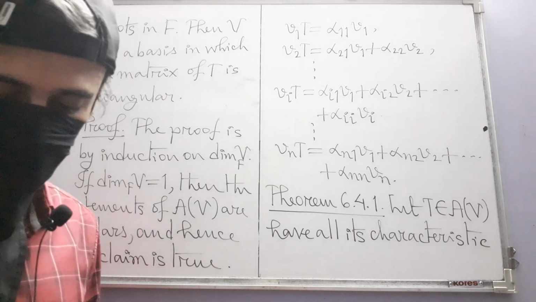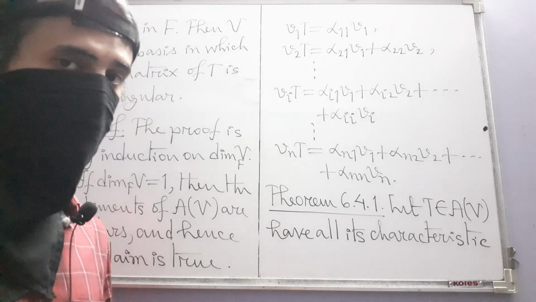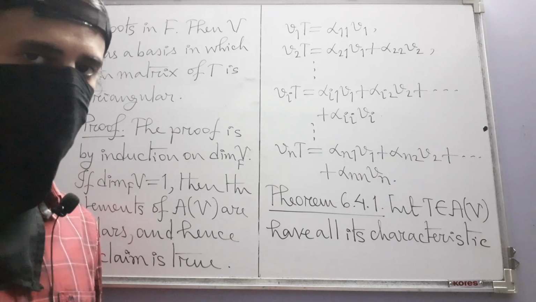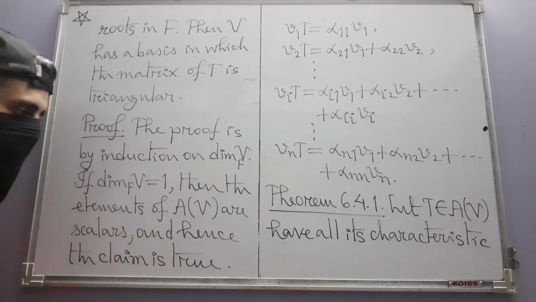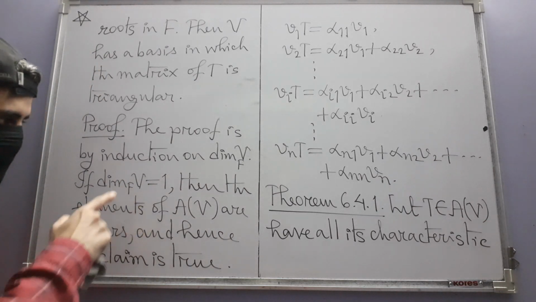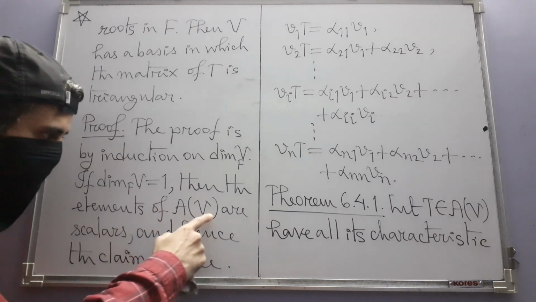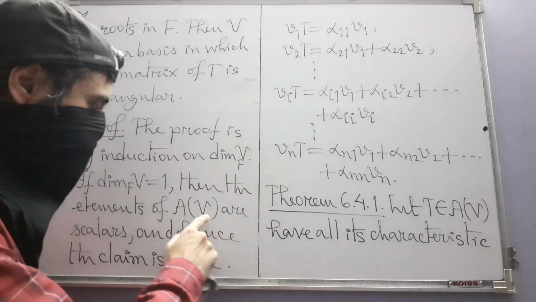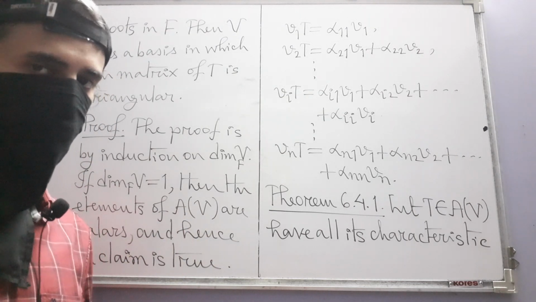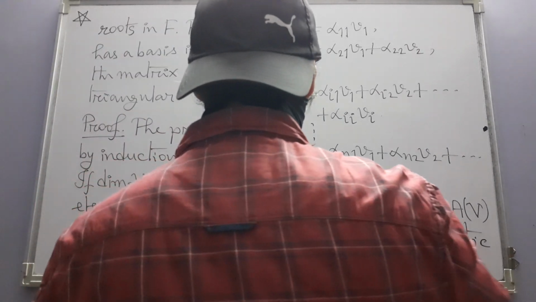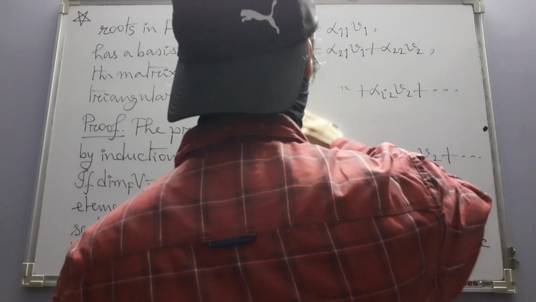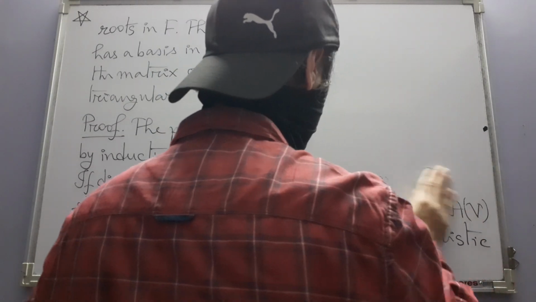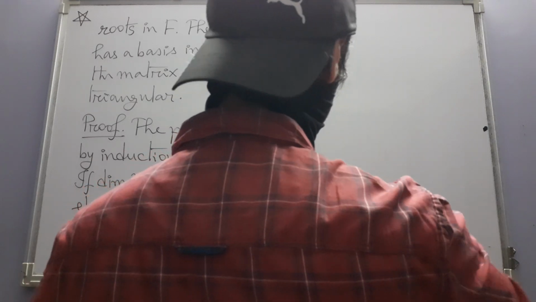However, you should also keep in mind that you should not be careless, and especially you should not write something about which you are not sure. About these things we are sure, and we know what, for example, this one means, that all the elements of A of V are scalars, in the sense that A of V now is isomorphic to F. That is why. So we now have a basis for our induction.